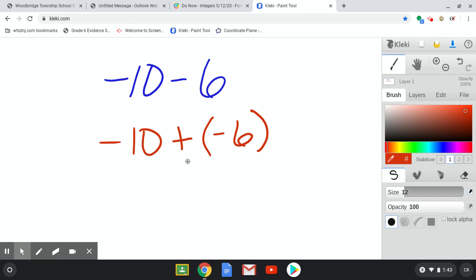All right, so now we're going to go back to the addition rules. Well, my signs are the same, so that's going to tell me to add them, and they're the same, so we're going to keep the sign. So our answer is negative 16. Okay? Let's try another one.